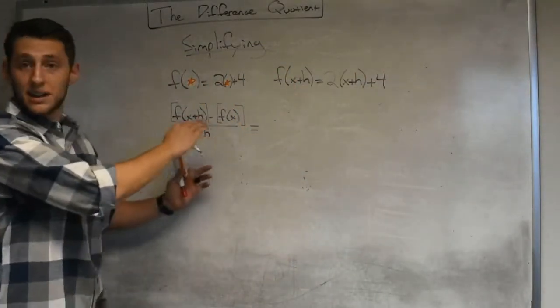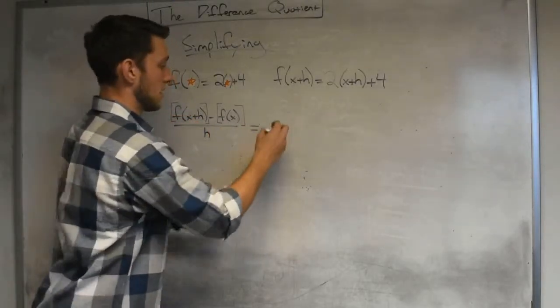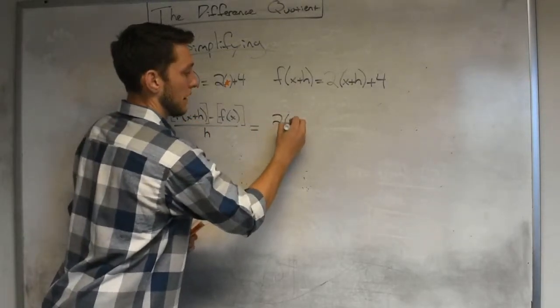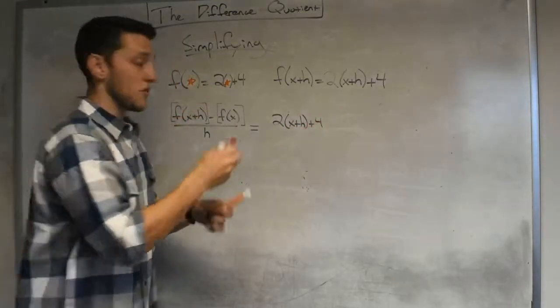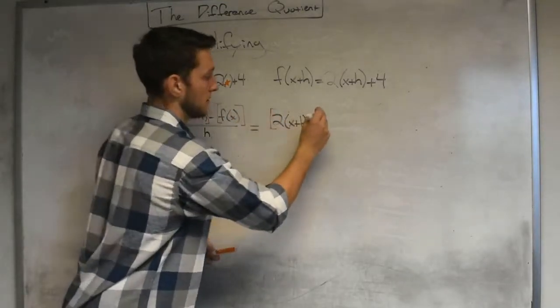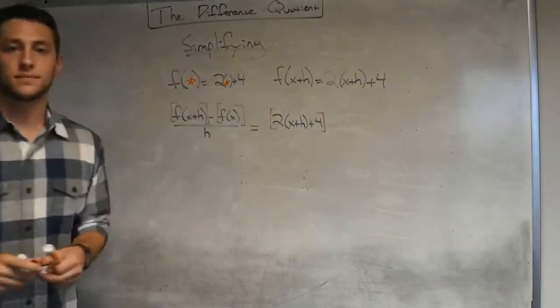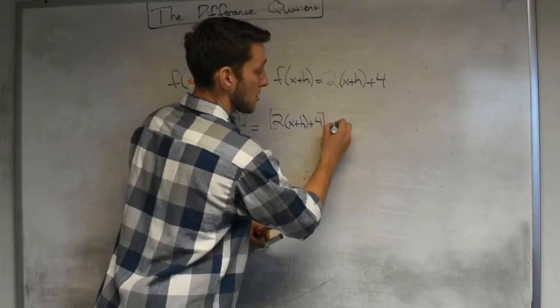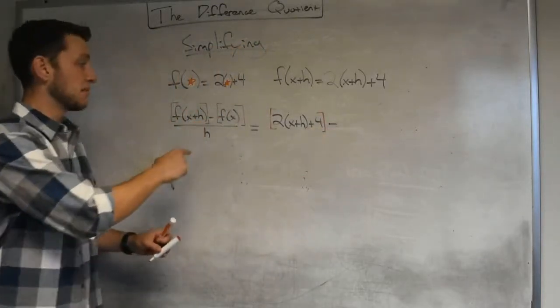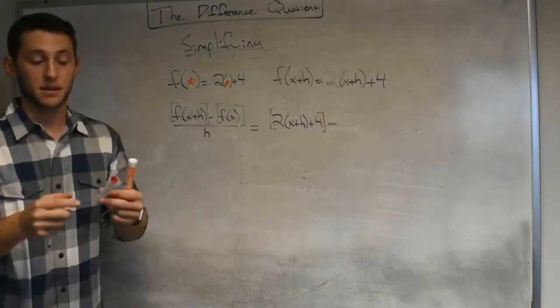So now we plug it in with our red brackets here. So we're going to have a 2 times x plus h, plus 4, first bracket, donezo. Now we're going to copy that minus. Don't forget that part. One of the most common mistakes on this problem is to forget the minus and forget these parentheses right here.